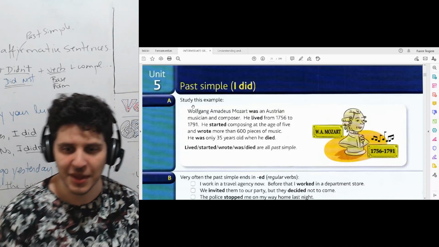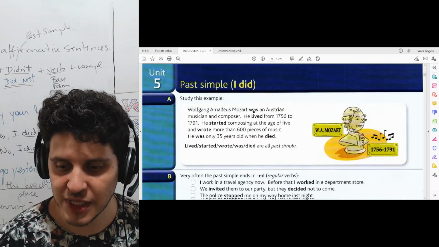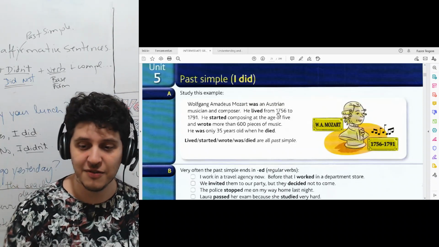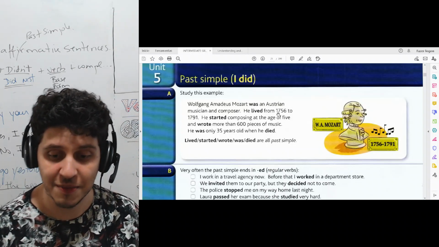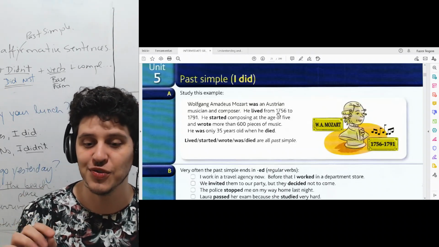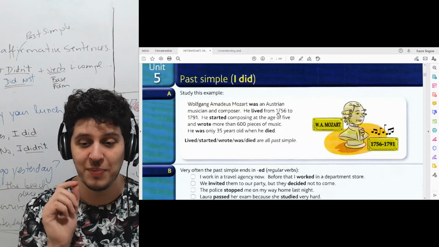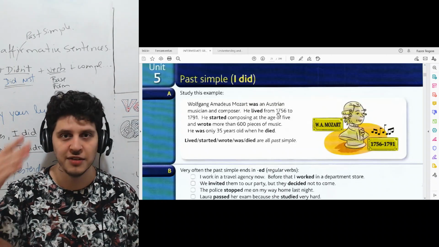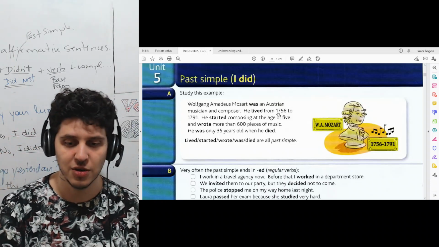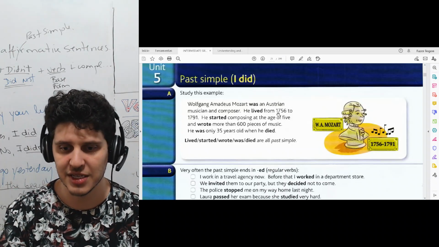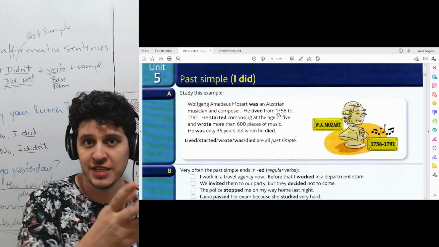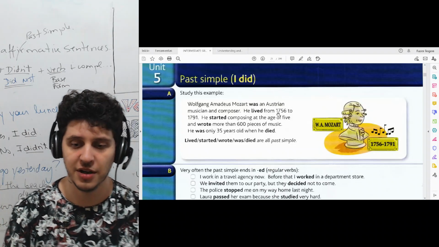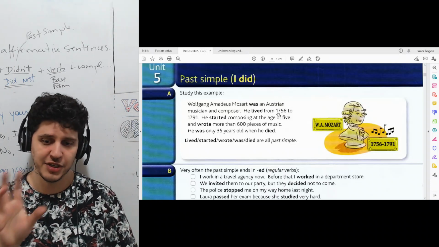Okay, past simple. Study this example. Mozart was an Austrian musician and composer. He lived from 1756 to 1791. He started composing at the age of 5 and wrote more than 600 pieces of music. He was only 35 years old when he died. So you see the verbs was, lived, started, wrote, was, and died. These verbs are in the past. Wrote is an irregular verb, as you may see. Started, lived, and died, they are regular ones because of the ed particle at the end. And it's a very short story about Mozart.